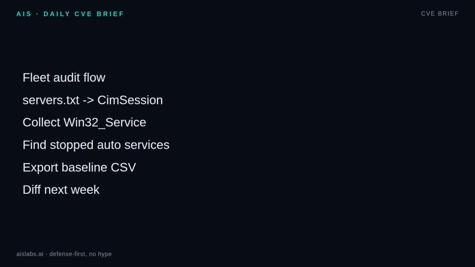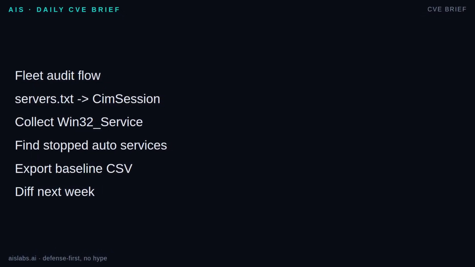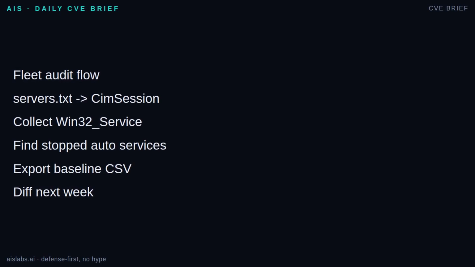Here is the fleet version. A help desk ticket says after patching 2 finance servers are slow and 1 report engine is down. Build CIM sessions from a vetted servers.txt file with New-CimSession -ComputerName. Query Win32_Service through those sessions. First report, automatic services not running, grouped by computer name.